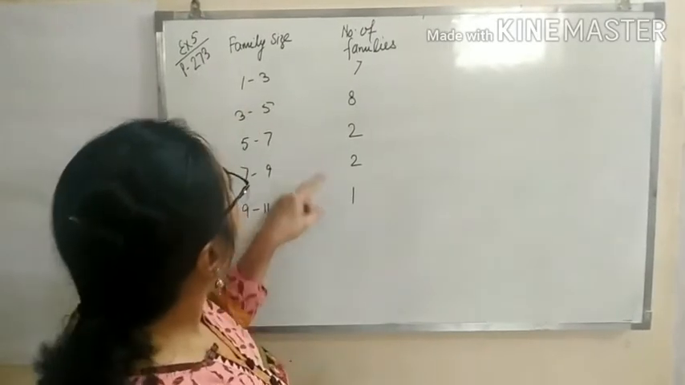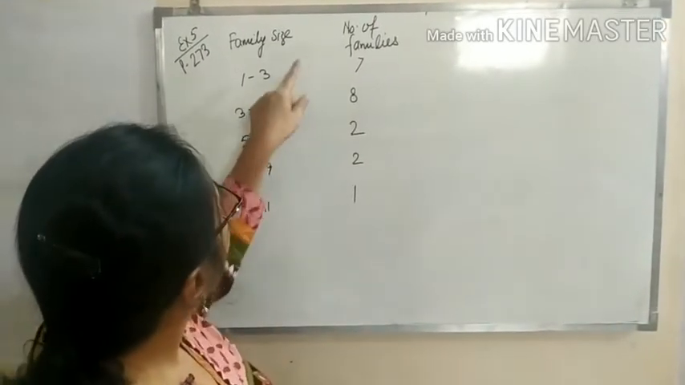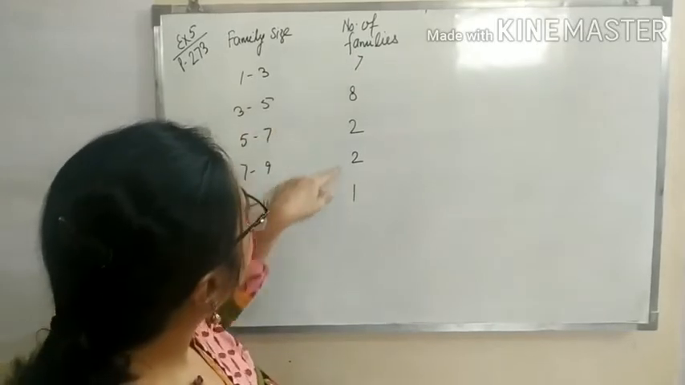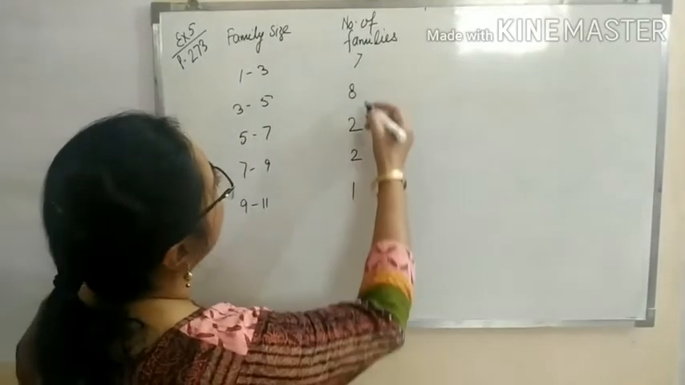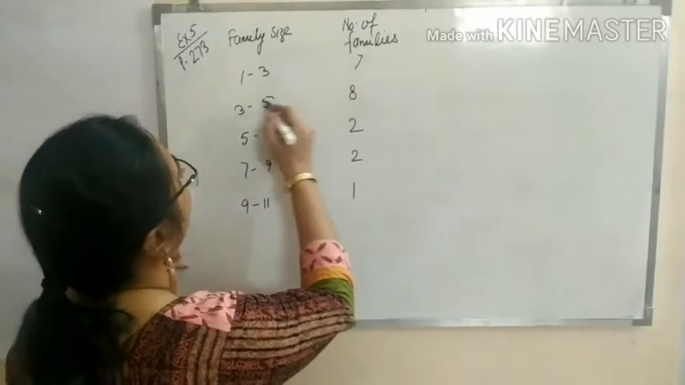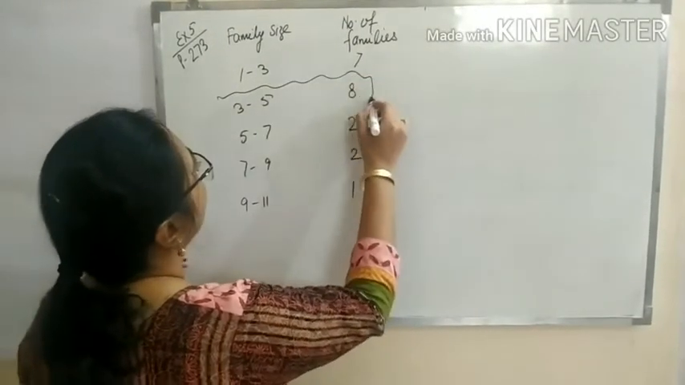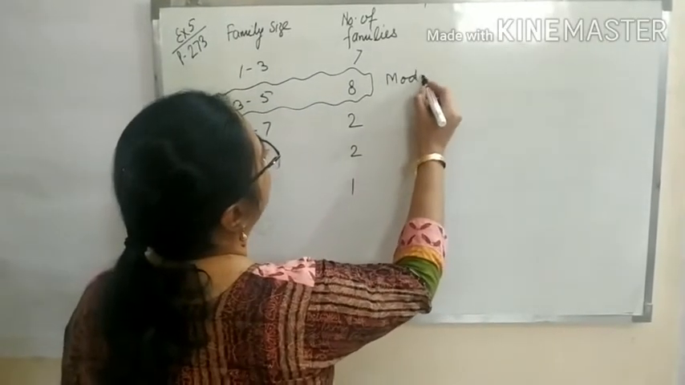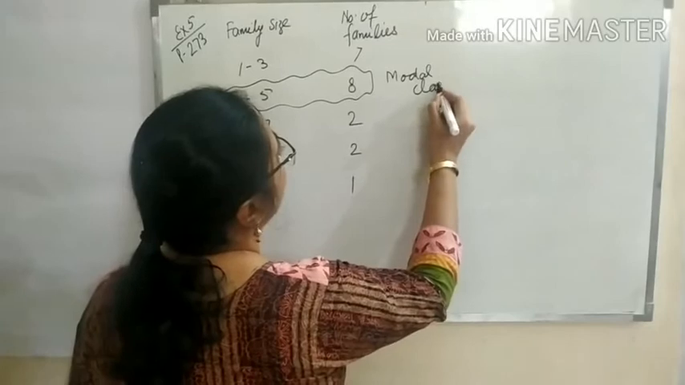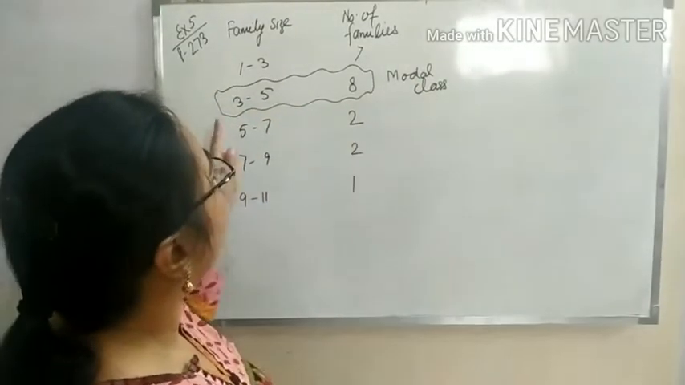Now in this data you can see these are class intervals with equal class size and this is the frequency. Now as you can see, what is the highest frequency in this data? That is 8. So I can highlight this. This is called the modal class. From this class I will get all the values.